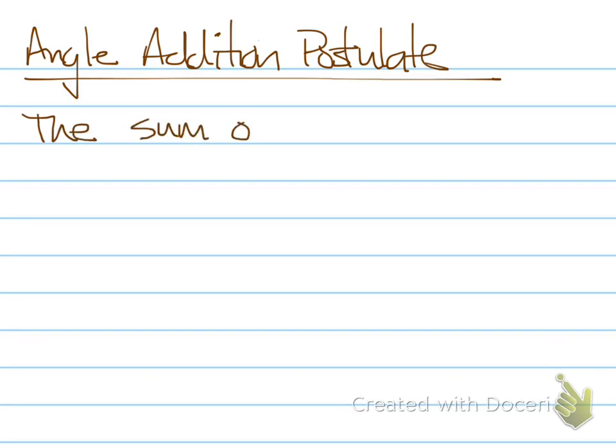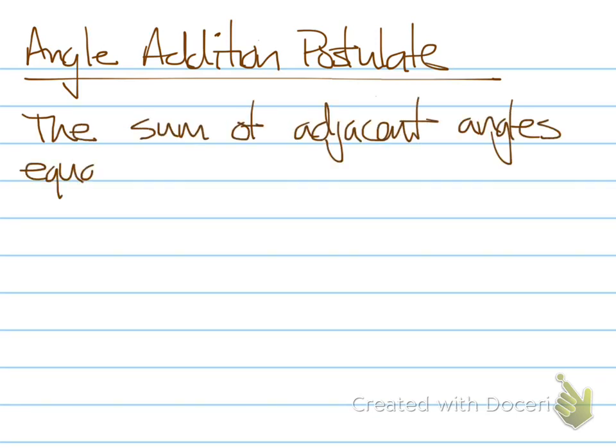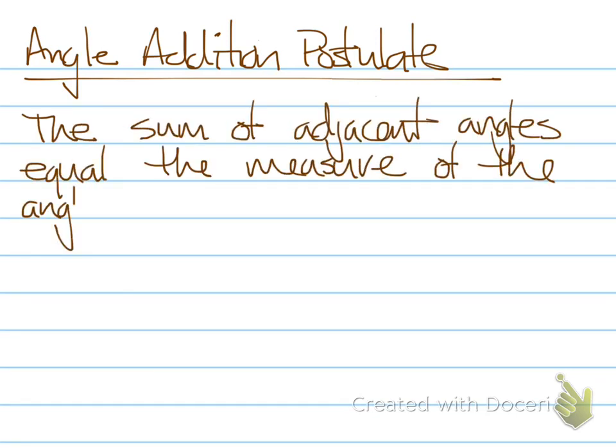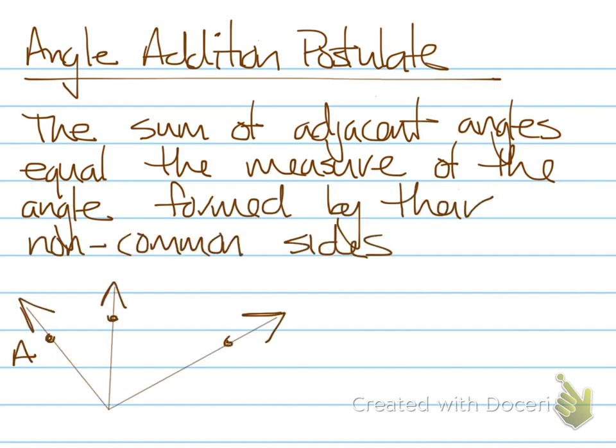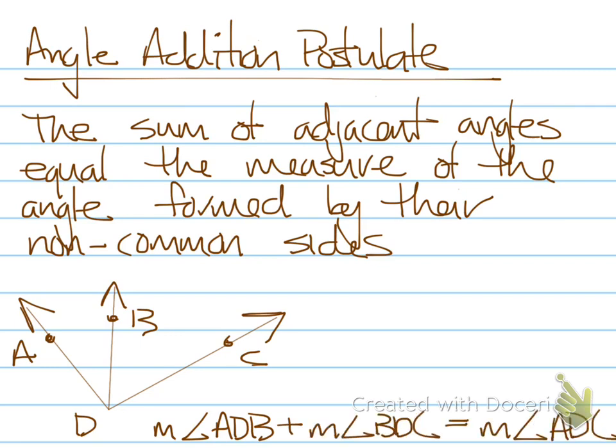The angle addition postulate says that the sum of adjacent angles equals the measure of the angle formed by the non-common sides. So using this figure, angle ADB and angle BDC, they're adjacent. So if I add the measure of those two angles up, it will equal the bigger angle that's formed, angle ADC.